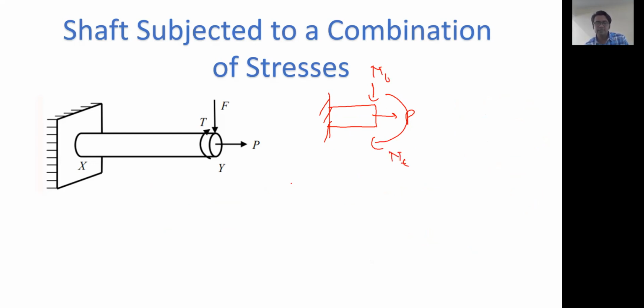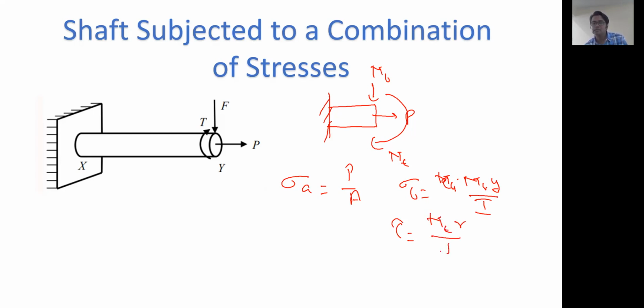Okay, so we have the axial stress as sigma A, which will be P by A. We have sigma B as MB y by I. And if we have the tau, that is MT r by J. Now we have to get it combined.